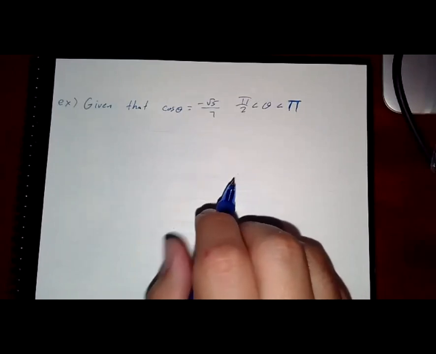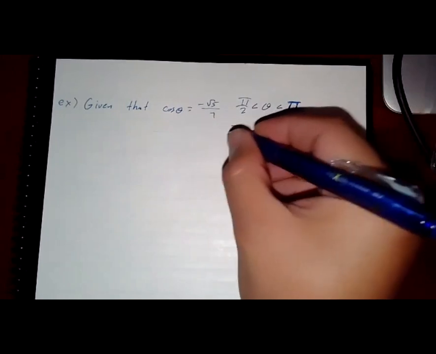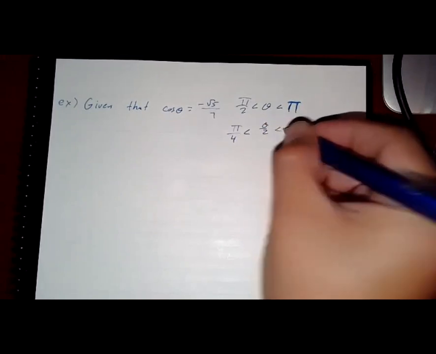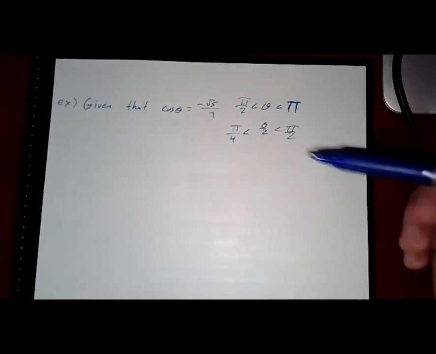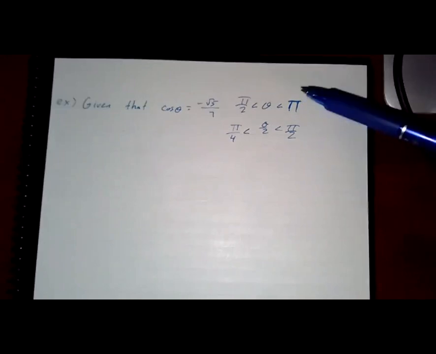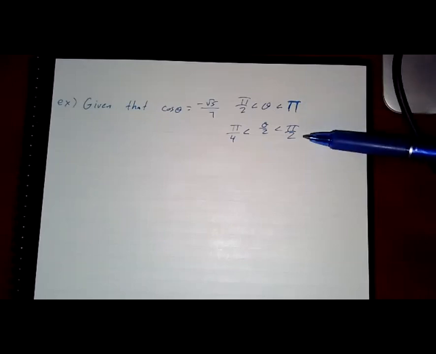Okay, now let's go ahead and find the half angle because it's probably going to come up. Pi over 4 less than theta over 2 less than pi over 2. Which quadrant is this? One, yeah, that's 1, right? So we went from quadrant 2 to 1. So now if the half angle formula comes up, I'll use the positive.